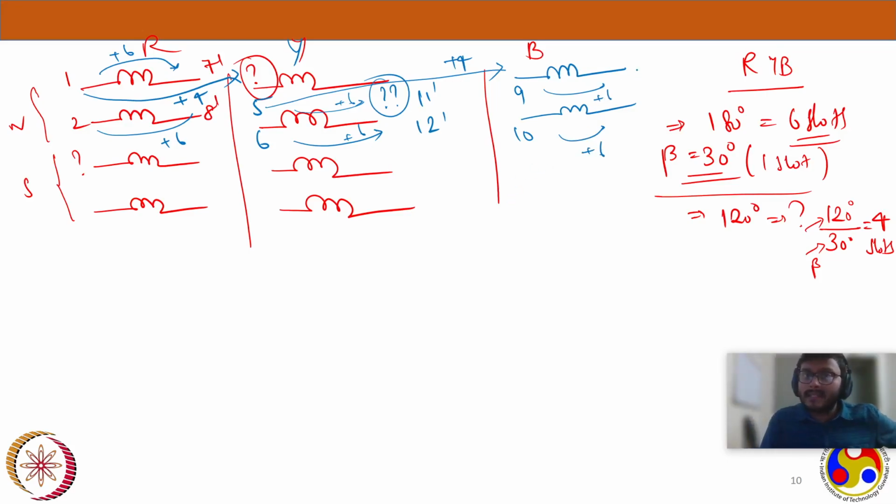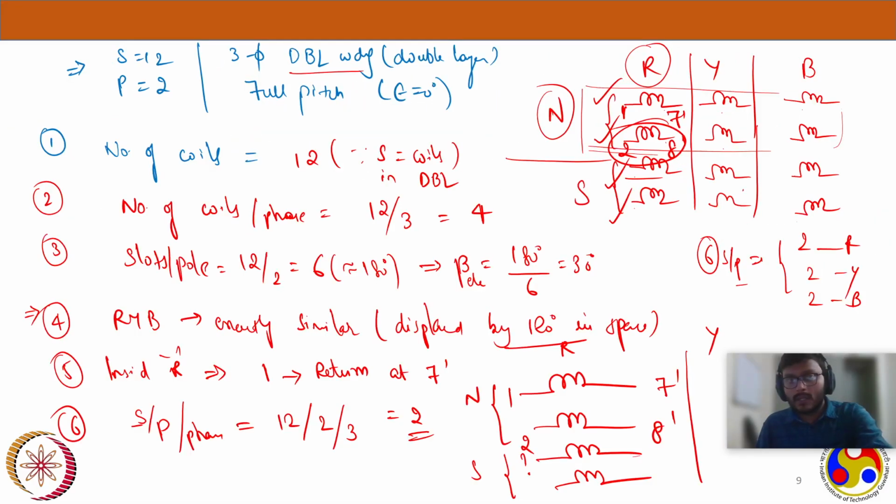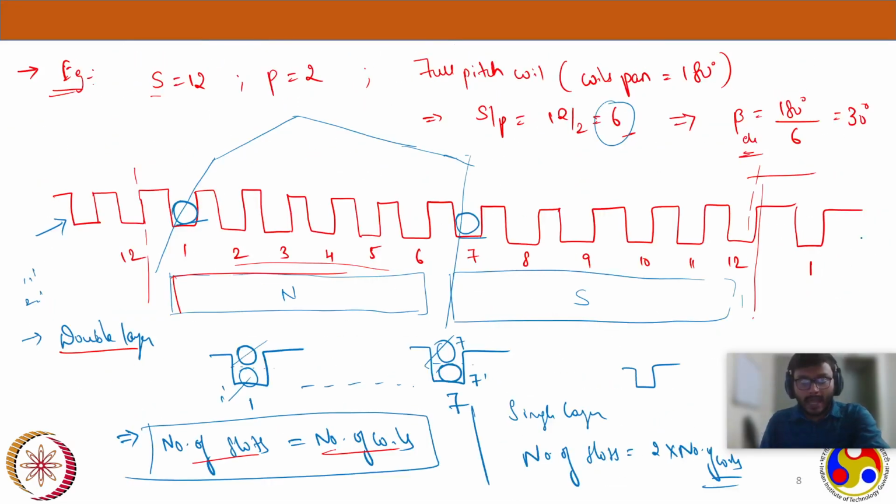So 9 plus 6 is 15, right? Now, that is 3 dash, sir. Exactly, because we don't have 15 slots. If you see this diagram, these are the total number of slots, 12 only. After that, the 1 will start. After that, 2 will start.